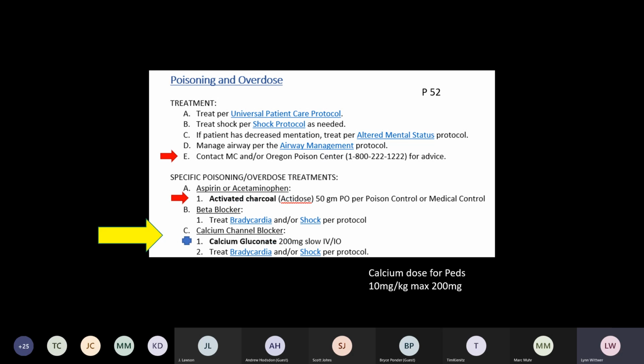For poisoning and overdoses, calcium channel blocker overdose. For the adult, use calcium gluconate, 200 milligrams slow IV. They treat bradycardia and shock per protocol, because frankly, most of the time, even though we give the calcium gluconate or calcium chloride in the old days, it really doesn't get them out of the shock at that point. You need to use an epi or norepi drip, and use an epi drip if they're bradycardic as well.